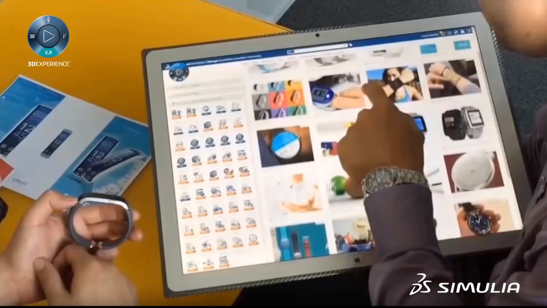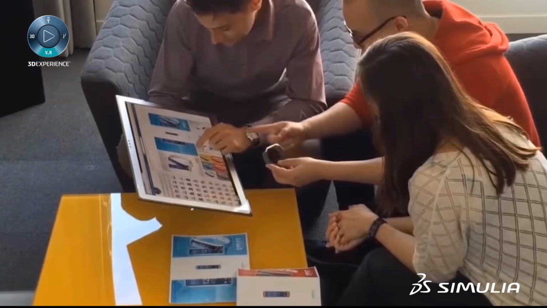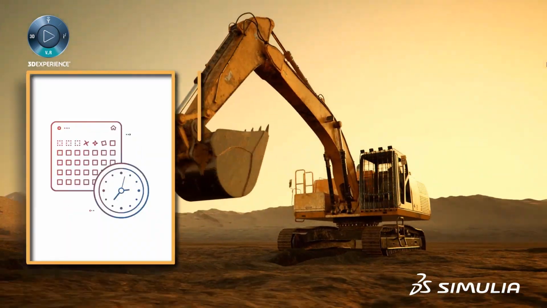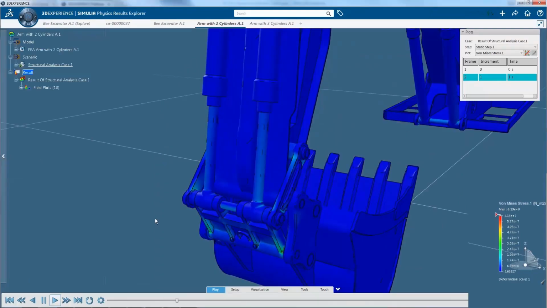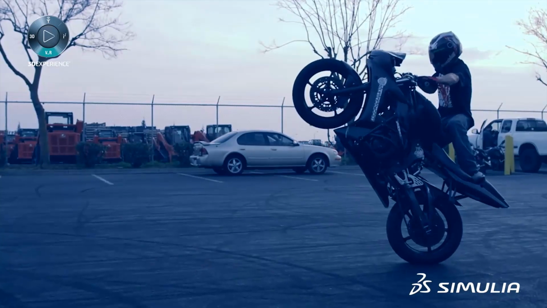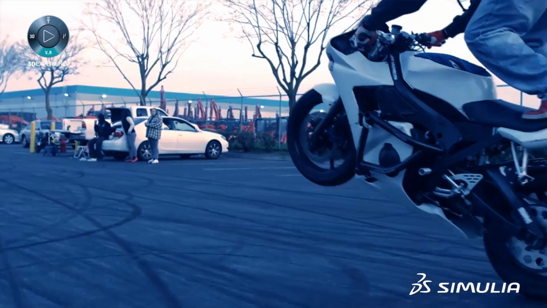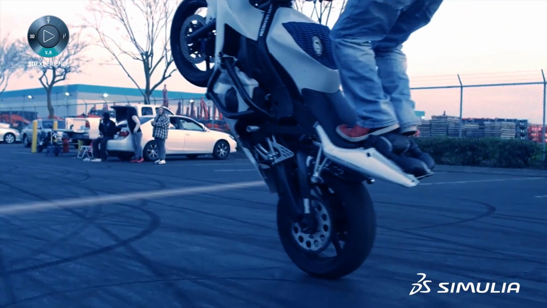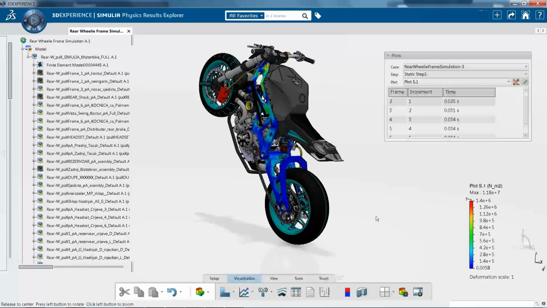Continuously increasing customer expectations related to functionality, robustness, performance, safety, and reliability are driving manufacturers to look for innovative product engineering solutions. To meet these demands and remain competitive, manufacturers need to empower their product engineering teams with tried and tested simulation technologies employed early on in the design process.